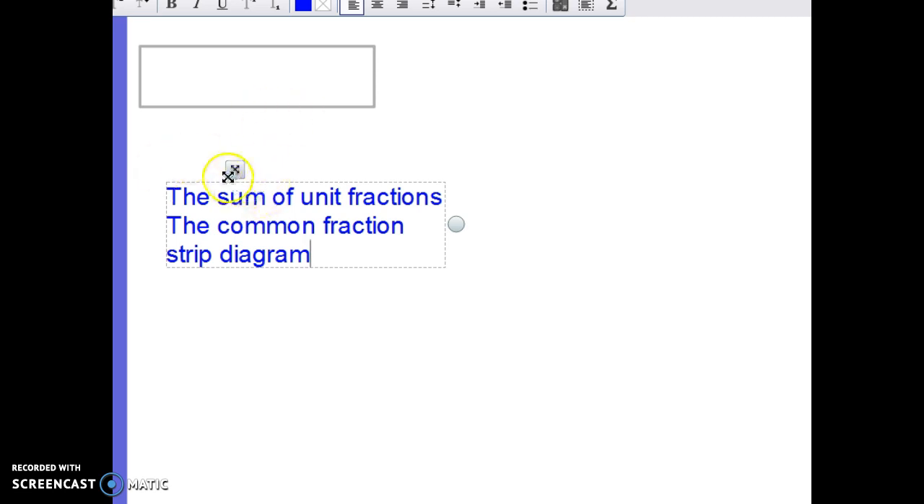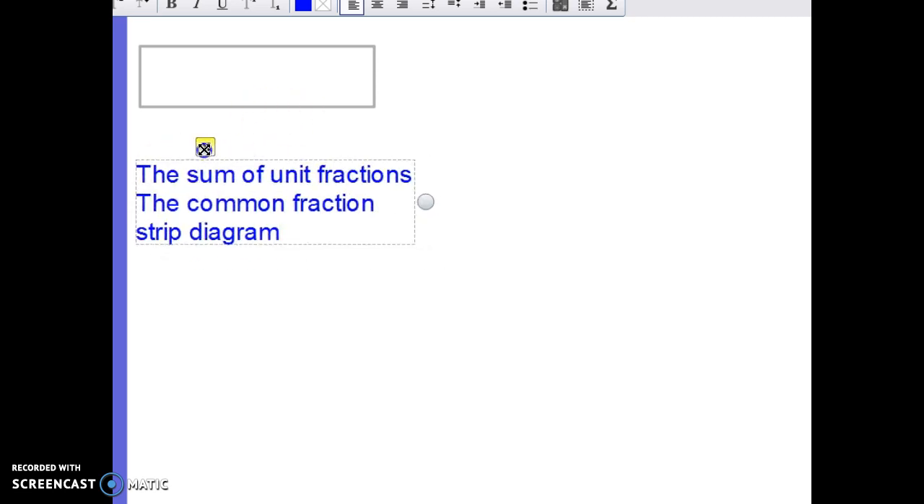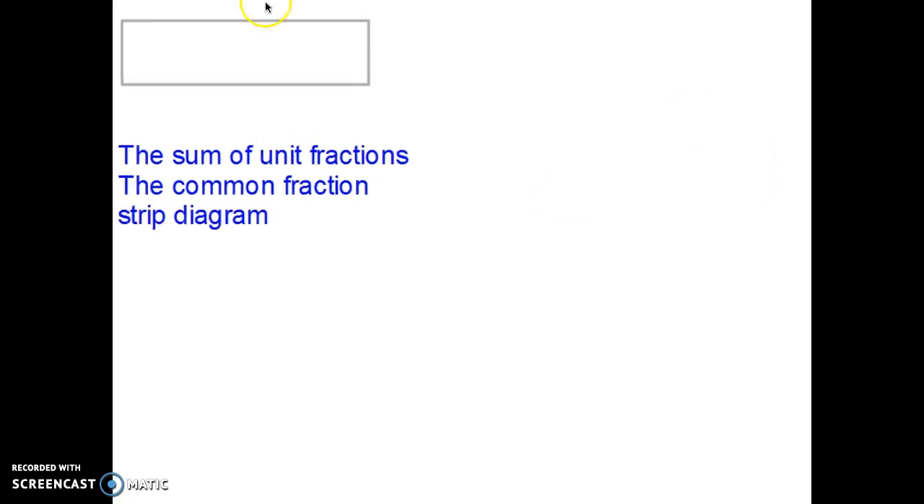to introduce the fractions. And hopefully my computer doesn't die on me because I'm hiding in my bedroom away from the TV noise. Alright, so I'm going to start with a rectangle, and I'm pretending that this rectangle is a strip of paper. This is the strip diagram.